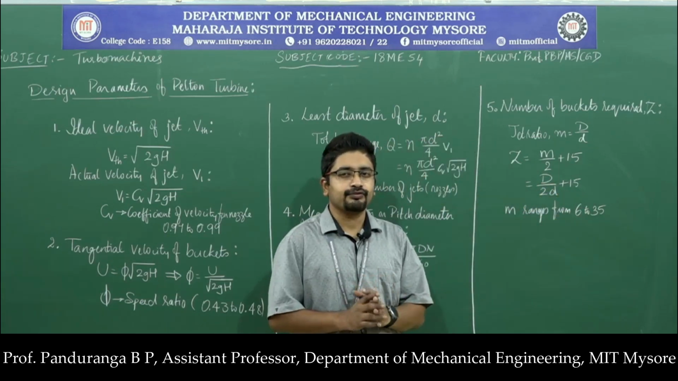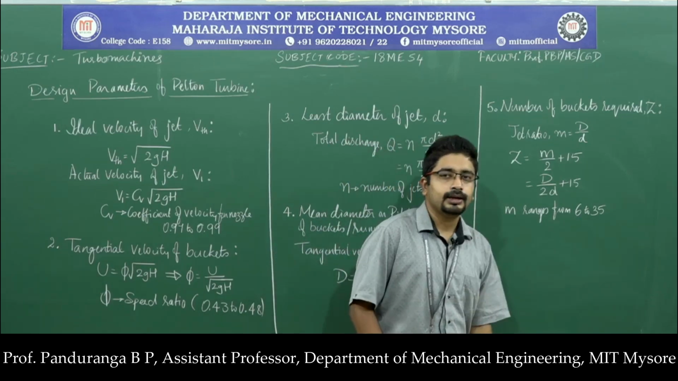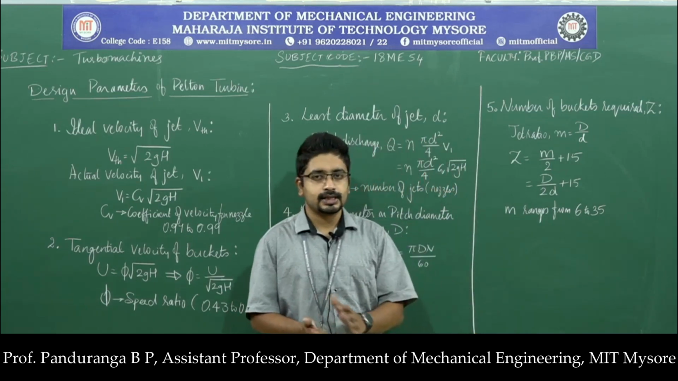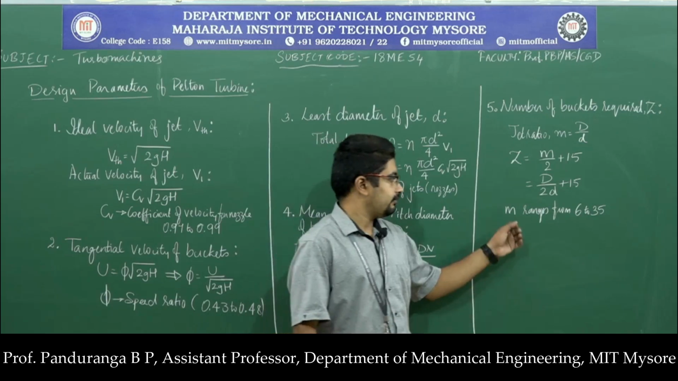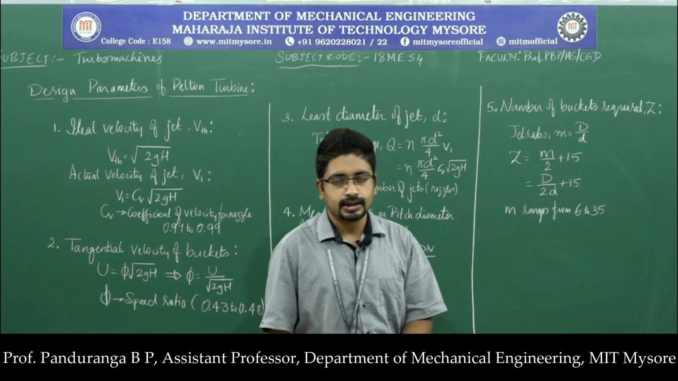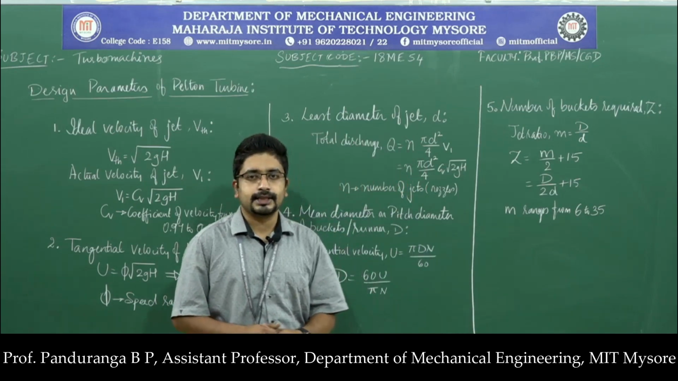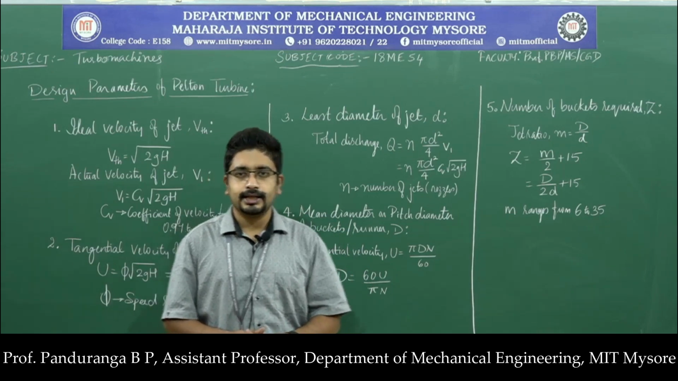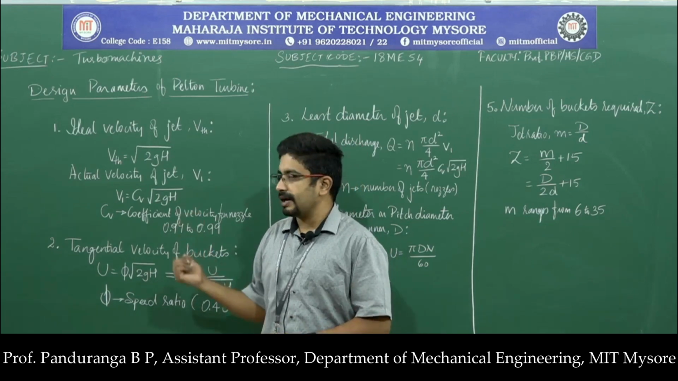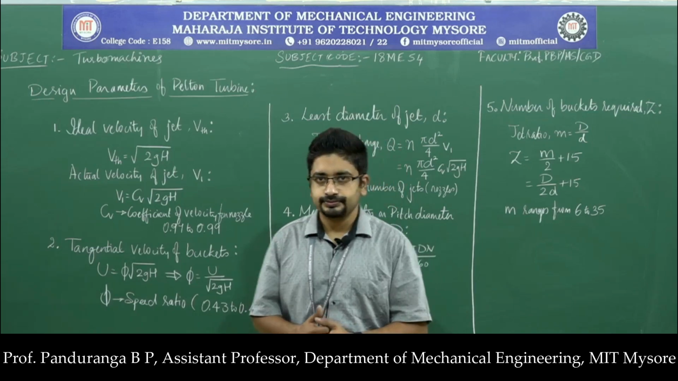And the value of M will be given, and that will be in the range of 6 to 35, depending on the size of the turbine. So depending on the size of the Pelton wheel, the value of M will be given, and it will be in the range of 6 to 35. So these are the major design parameters that need to be considered while designing a Pelton wheel. And while solving the problems, these parameters have to be calculated for the Pelton wheel.